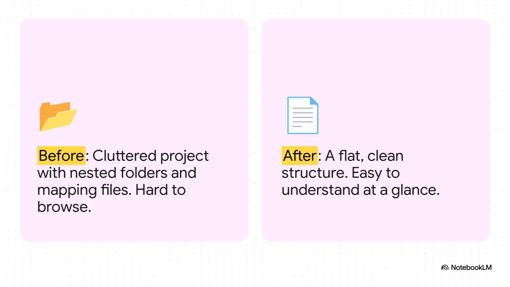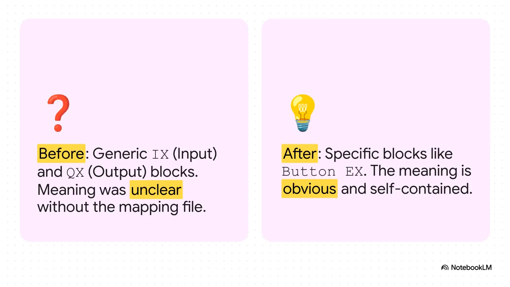And I mean, just look at the difference here. It is absolutely night and day. On the left, you've got the old way, this mess of nested folders for every little thing. On the right, the new structure. It's flat, it's clean, and because those mapping files are gone, you can just glance at the project tree and immediately understand what each part of your application is doing. No more digging.